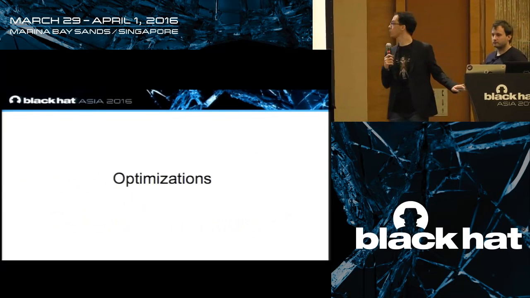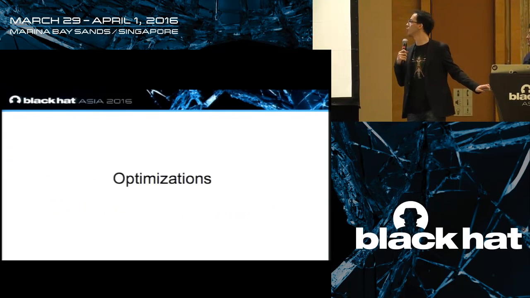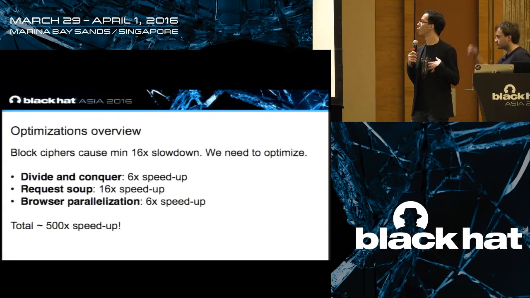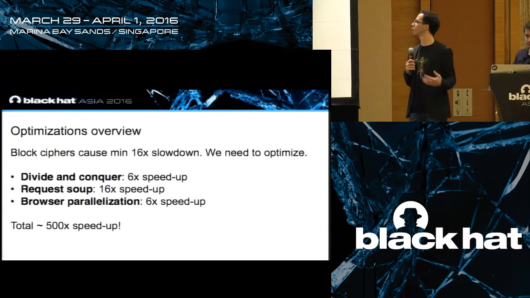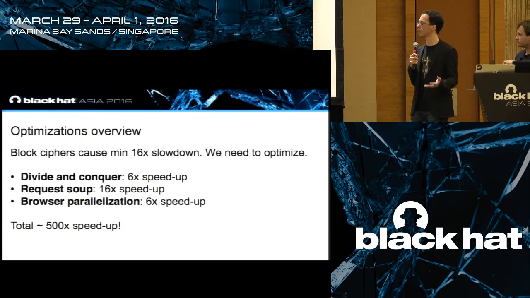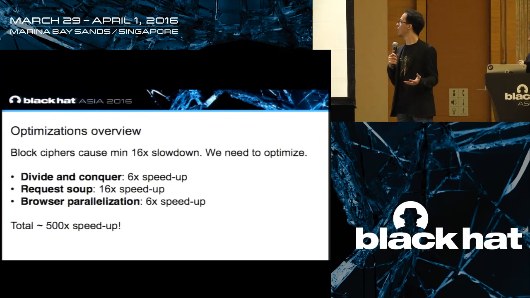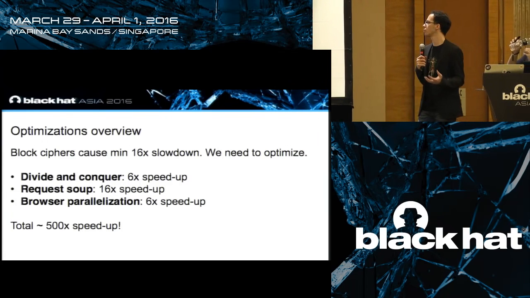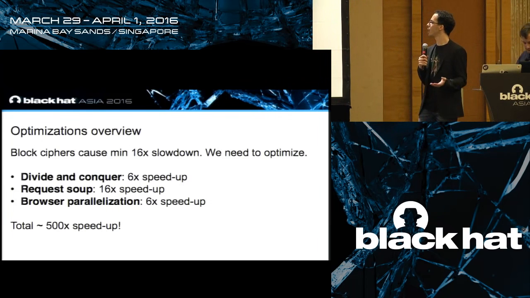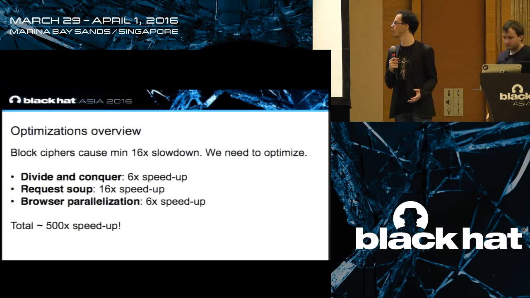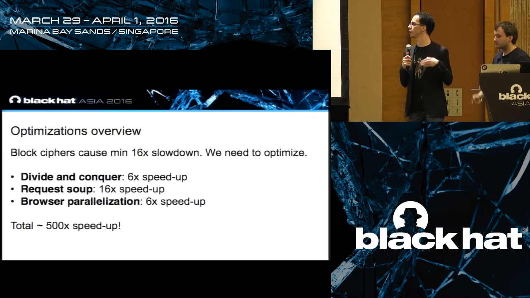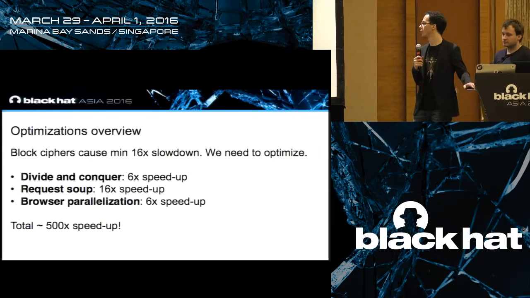Okay, so let's move on to some of our optimizations to bypass these problems. We propose here 3 optimizations. The first one is the divide and conquer technique. The second one is the request soup, and the third one is the browser parallelization. Actually, block ciphers of 128 bits, like AES, cause a 16 times slowdown. So these techniques should result in a 500 times speed up, theoretically.